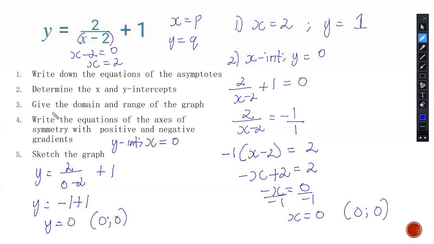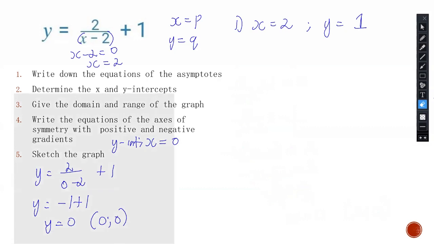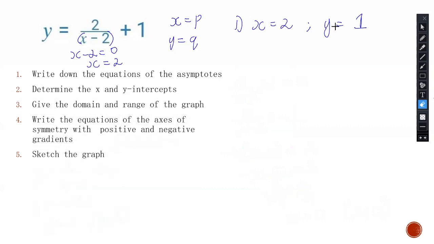Right. Then number 3 says, give the domain and range of the graph. What are we talking about? What is domain? What is range? We have previously discussed that the domain is a set of all possible x values, right? So all the x values that are applicable right there, they fall into the domain. But remember what an asymptote is. An asymptote is where the graph does not touch.